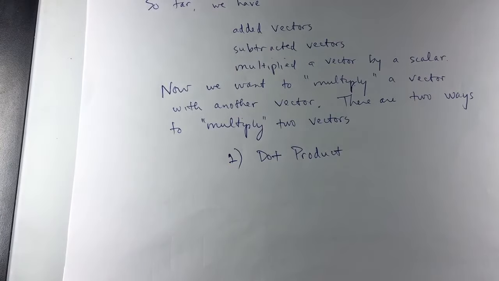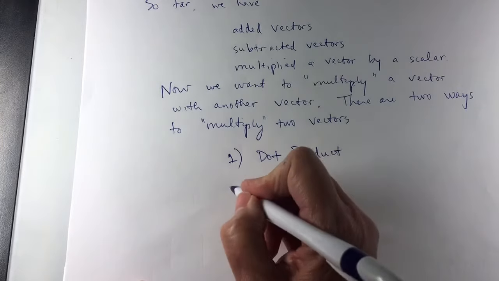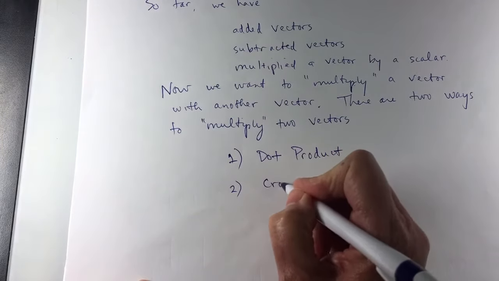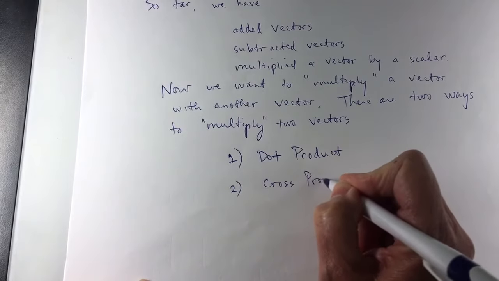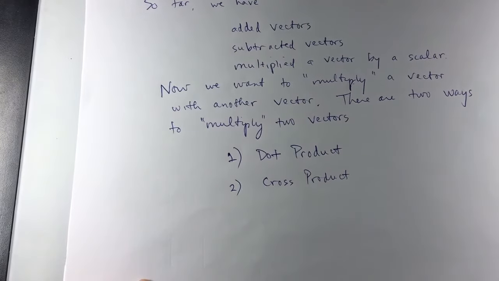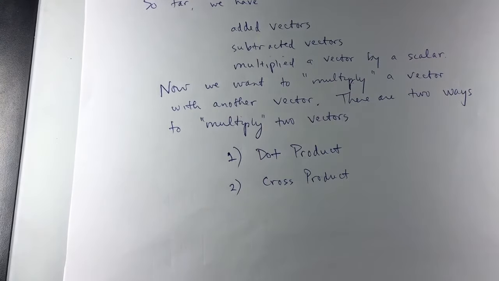And the reason my bullet point could be confusing is because the notation for the dot product is a dot, which is like a bullet point. So the dot product, the second way is the cross product. The dot product is covered in 12.3, and the cross product is covered in 12.4.